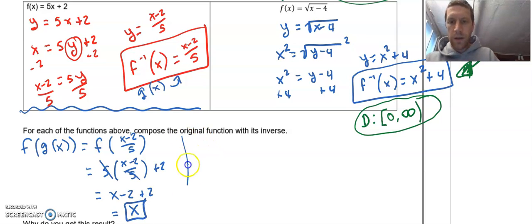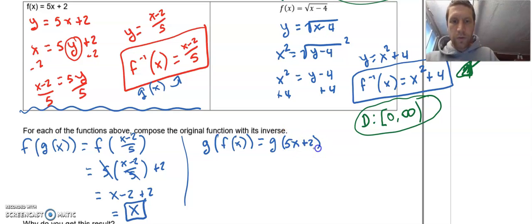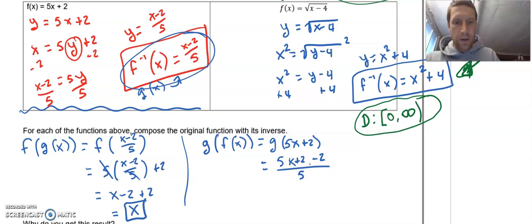Okay, interesting. Let's do this the other way. Instead of f of g of x, let's compose them in the opposite way. So g of f of x. So g of 5x plus 2. Go to g. Remember, I'm calling this one g. So that's 5x plus 2 minus 2 over 5. Let's see, that just gives me 5x over 5, which simplifies to just be x.